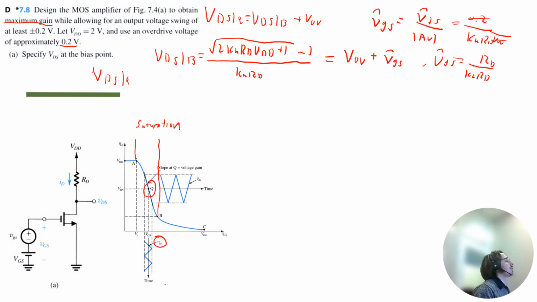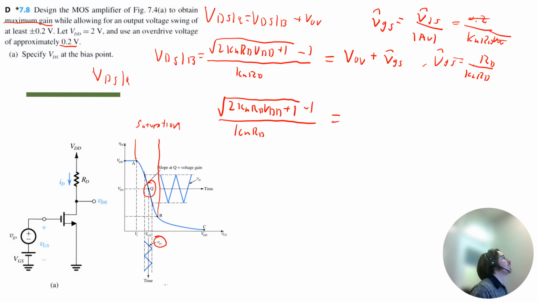So this means I can make two expressions for VDS at point B, and I can solve for Kn times Rd. On the left side of the equation, we're going to have the square root of 2 times Kn times Rd times VDD plus 1, all in that square root, minus 1, divided by Kn times Rd, equal to V overdrive plus our expression for VGS. It's 1 divided by Kn Rd.